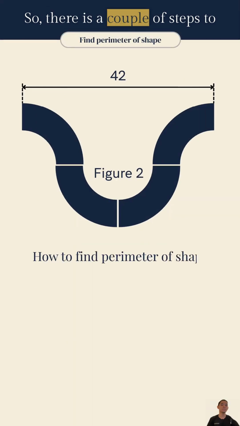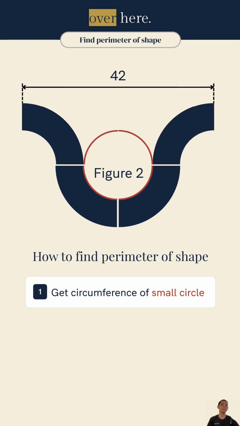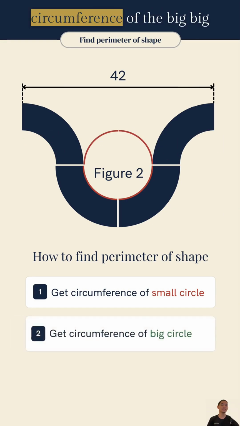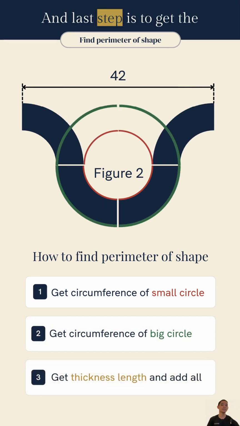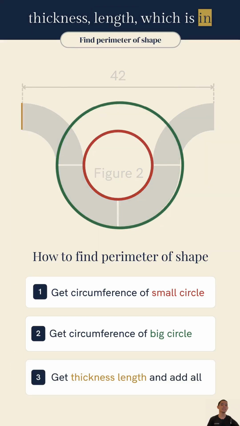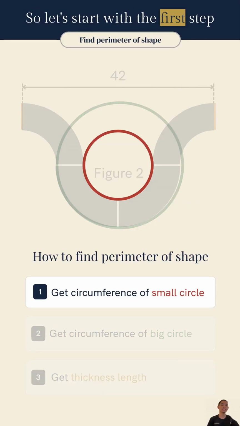So there are a couple of steps to find the perimeter of the shape. The first step is to get the circumference of the small circle, in red, as you see over here. Then the next step is to get the circumference of the big circle, which is in green, that looks like this. And the last step is to get the thickness length, which is in gold, as we see over here, and we're going to add all of them up. So let's start with the first step, which is to get the small circle.